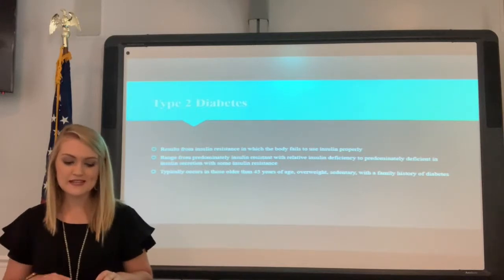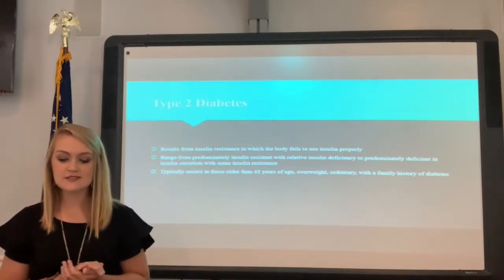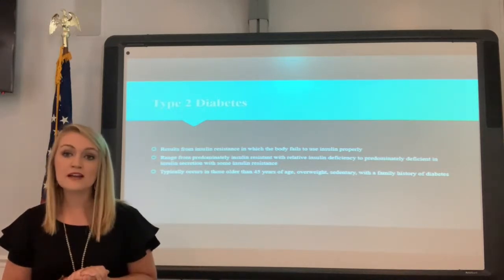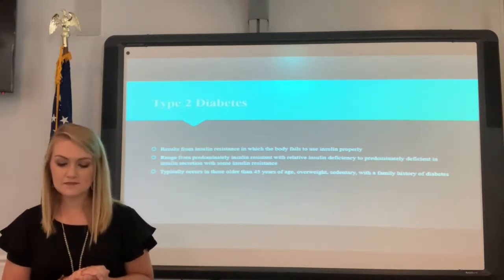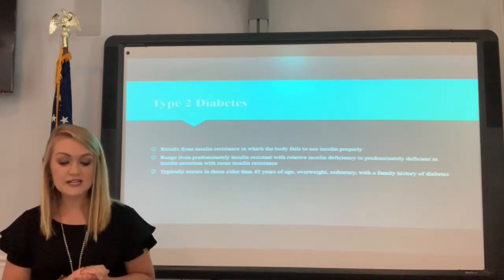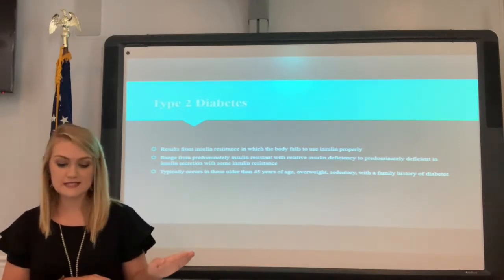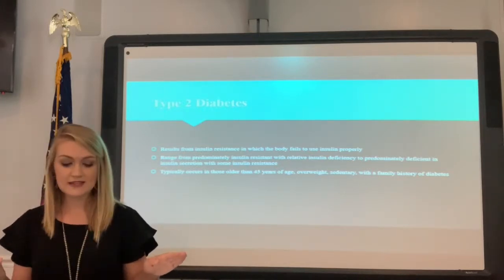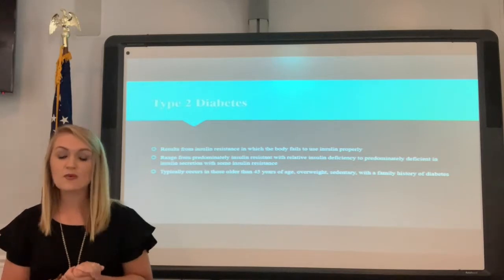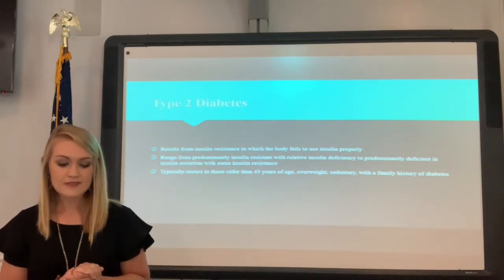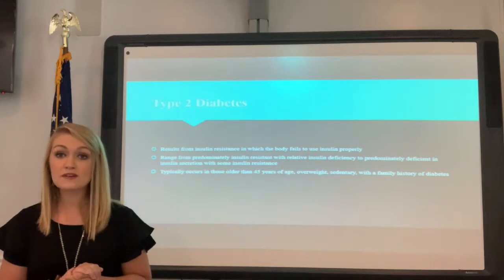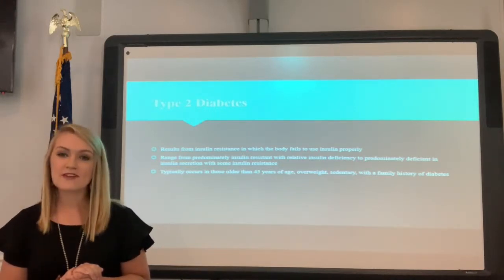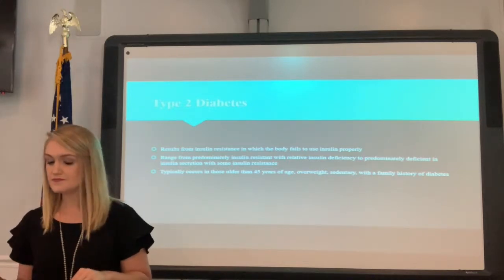And then type 2 diabetes usually arises because of insulin resistance in which the body fails to use insulin properly, combined with relative insulin deficiency. People with type 2 can range from predominantly insulin resistant with relative insulin deficiency to predominantly deficient in insulin secretion with some insulin resistance. It typically occurs in those older than 45 years of age, overweight, and sedentary, with a family history of diabetes.